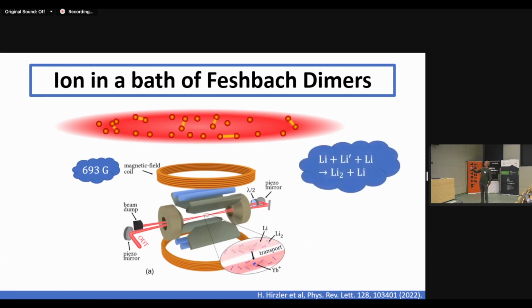This looks like this. You have 3 body collisions, let's say, that transfer some of the atoms to the molecules. And you have to imagine that these molecules are very large. They're in the least bound state, and so they're highly excited vibrationally, but they're not rotating.